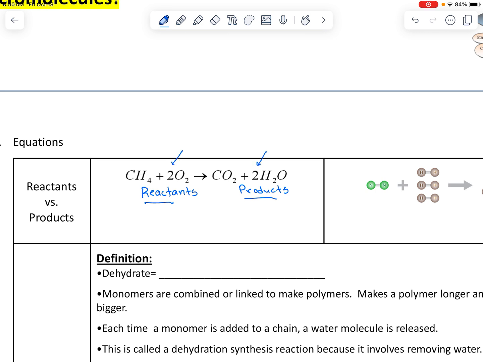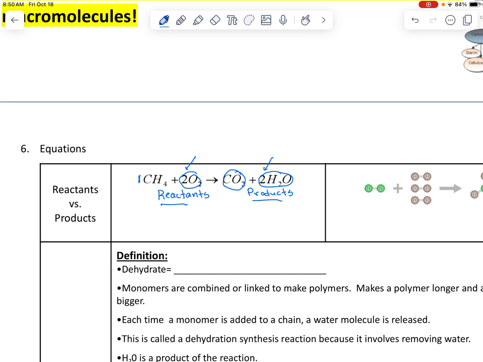These basically mean that there's a 1 here, even though we don't write it: one CH4 molecule reacts with 2 oxygen molecules to make 1 CO2 molecule and 2 water molecules, okay?